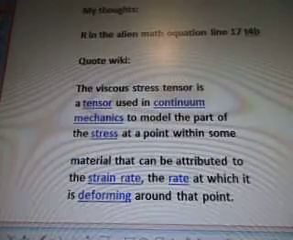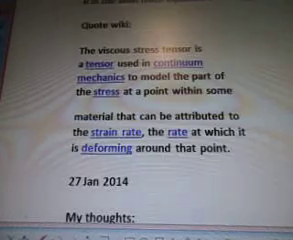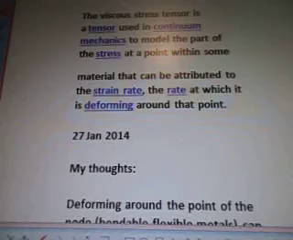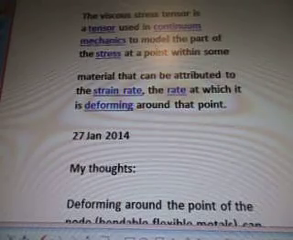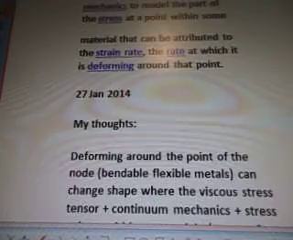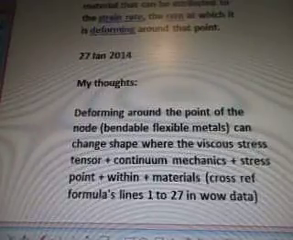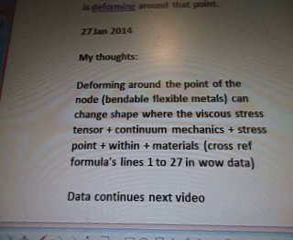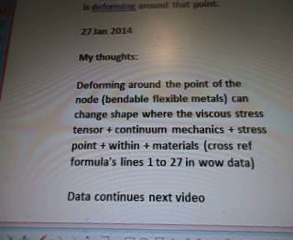Quote from Wiki: the viscous stress tensor is a tensor used in continuum mechanics to model the part of the stress at a point within some material that can be attributed to the strain rate, the rate at which it's deforming around that point. January 27, 2014, my thoughts. Deforming around the point of the node, the bendable flexible metals can change shape where the viscous stress tensor, the continuum mechanics stress point within the materials.